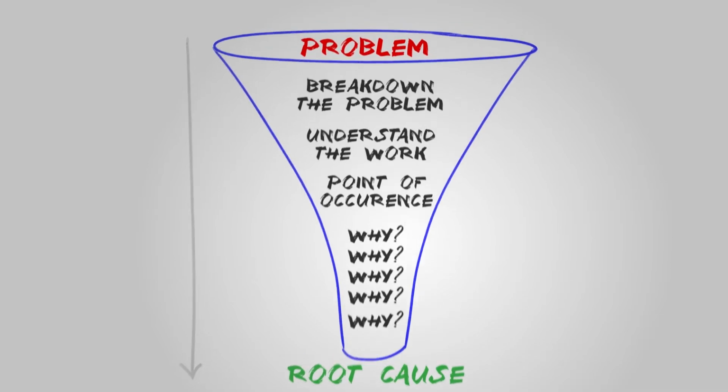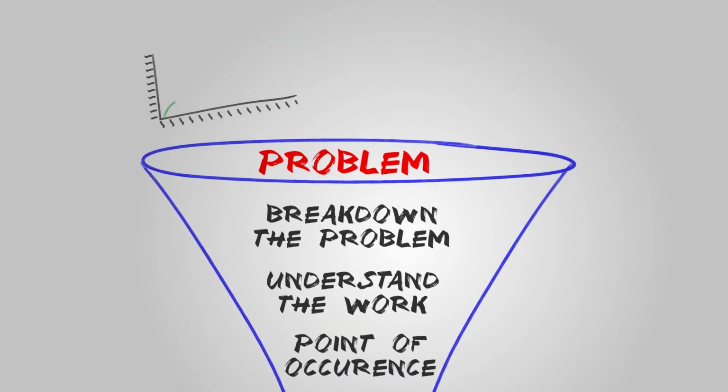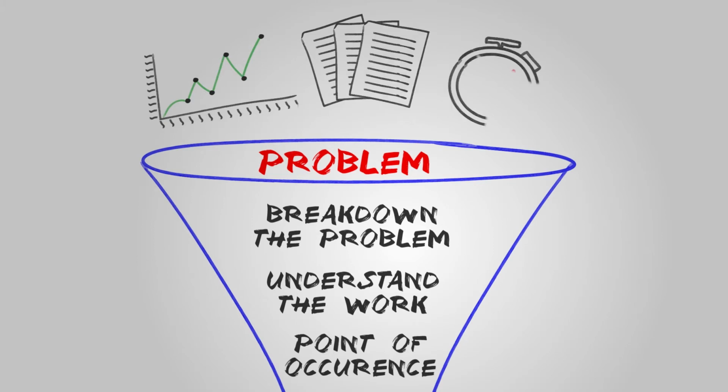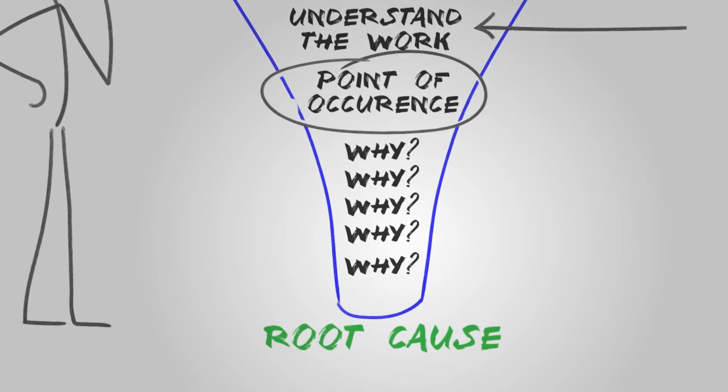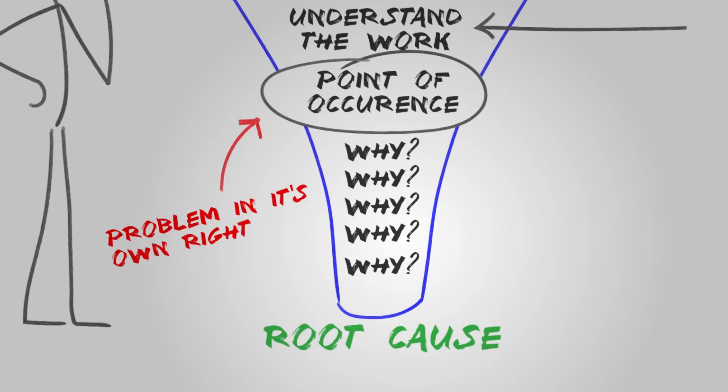What we want to do is break the problem down to understand it, get some data, get some facts, look for patterns, and from there, that means understanding the work. This is certainly a characteristic of lean problem solving, which is to deeply go and observe and understand the work. From there, we can identify a point of occurrence, also sometimes called the direct cause. It can also be thought of as a problem in its own right.